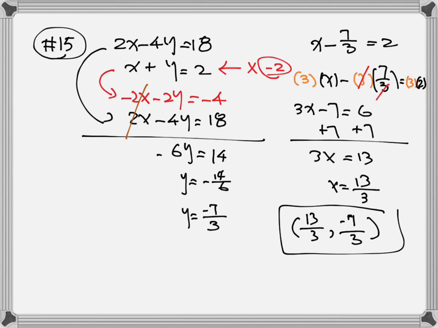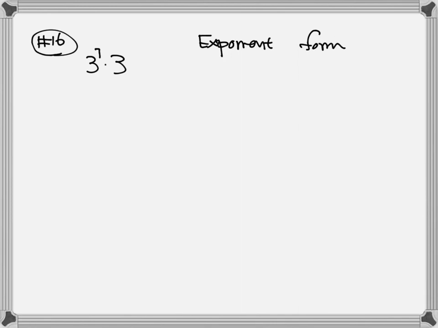Okay, let's look at the next one. Let's look at number 16. Number 16. Okay, they're giving us 3 to the 7 times 3. They want us to put it in exponent form, okay? So here will be what? My base is 3, right? Bases are the same. You write down one base. You combine the exponents. So if you don't see anything, that's a 1. So 7 plus 1, so it will be 3 to the 8th power. And that's it. That's your answer.